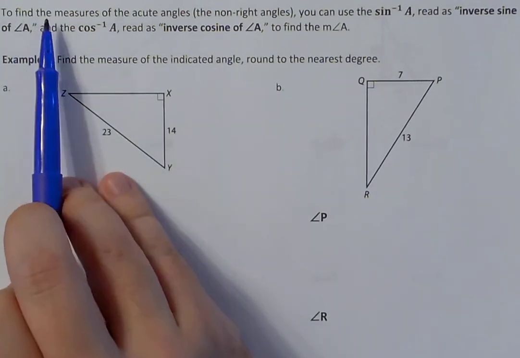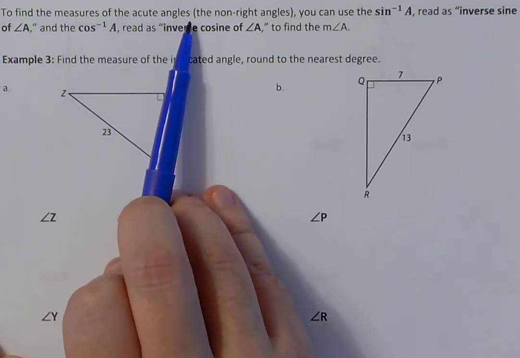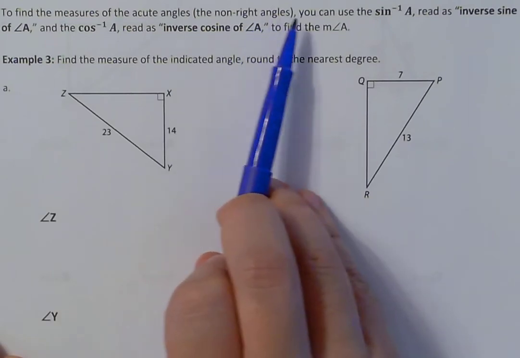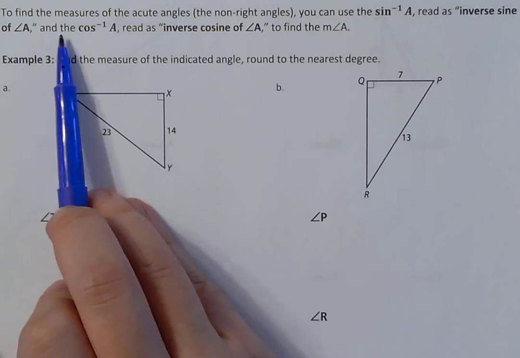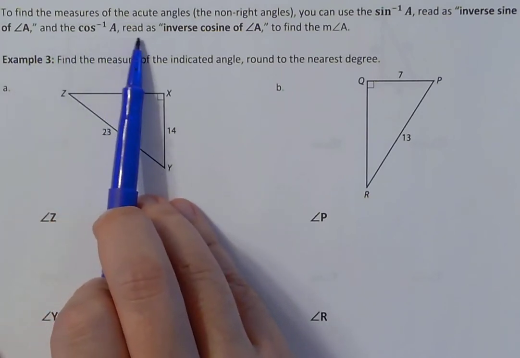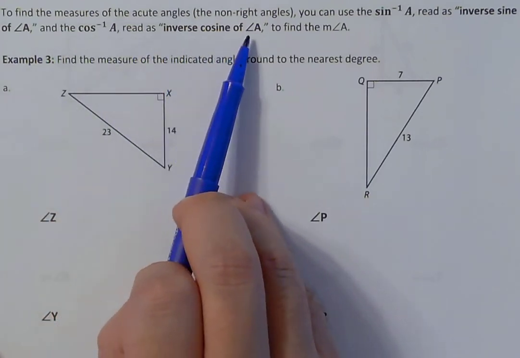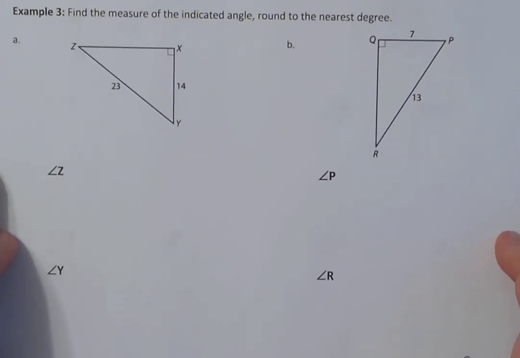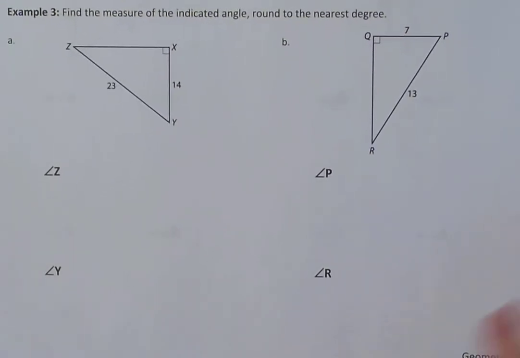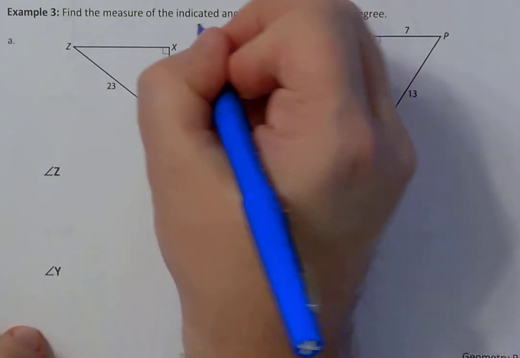So to find the measures of the acute angles, the non-right angles, you can use the sine inverse of A, the inverse sine of A, and the cosine inverse of A, read as the inverse cosine of A, to find the measure of angle A. Doesn't matter whether you use cosine or sine, it just depends on what information they provide for you, much like we did with example 2.